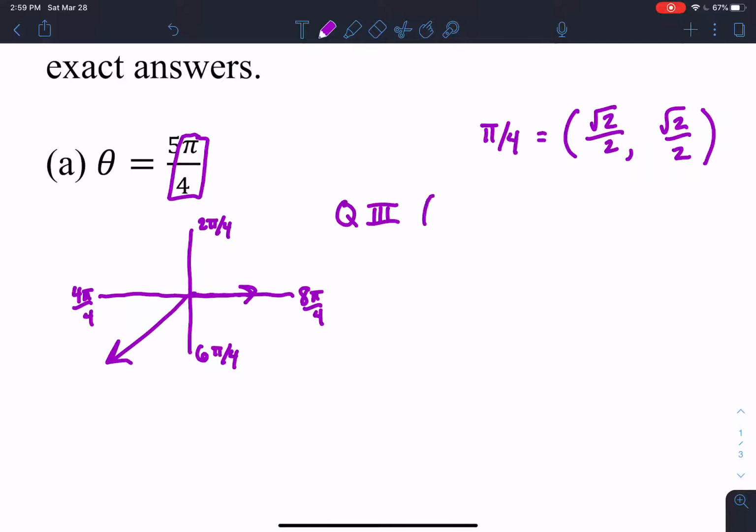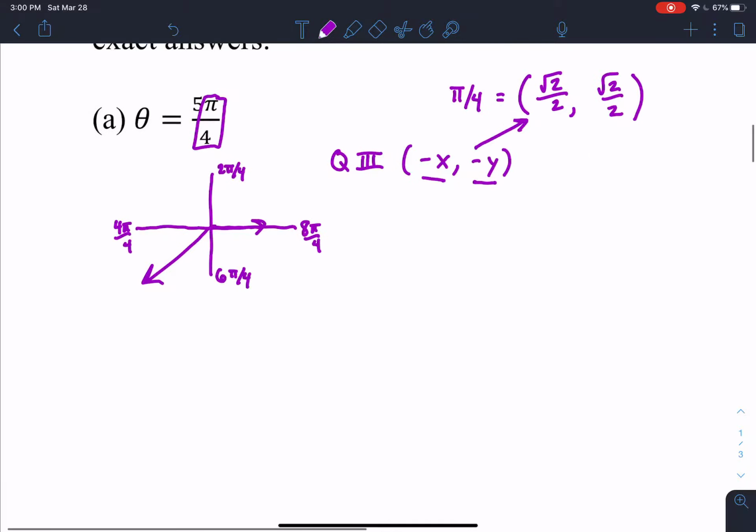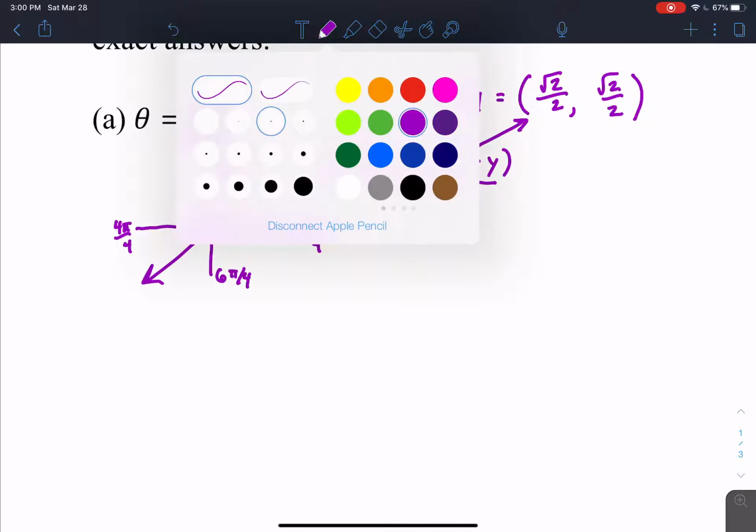So anything in quadrant 3, the x is negative and the y is negative. What I'm going to do is take the coordinate that I just found for pi over 4, because that's coming from quadrant 1, and make sure that my x term is negative and my y term is negative, because we're using it for 5 pi over 4. Again, as long as you know the first quadrant, everything else is pretty easy.